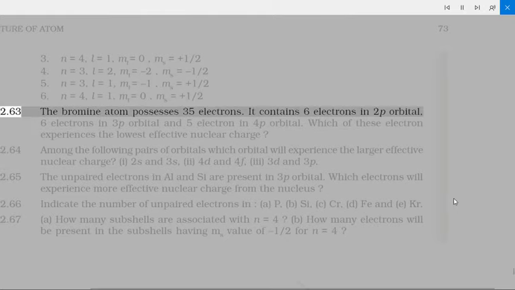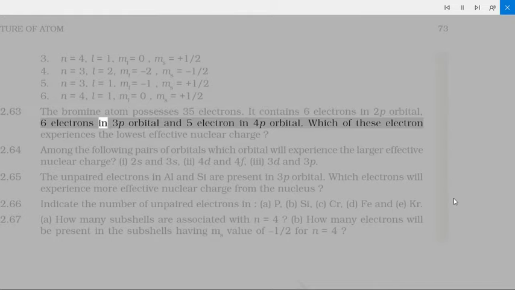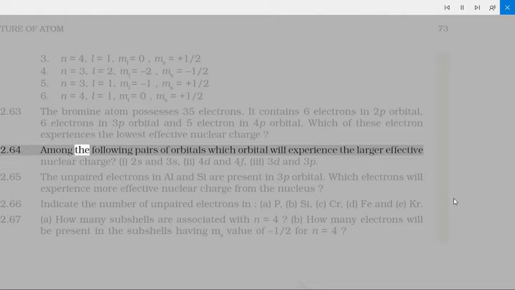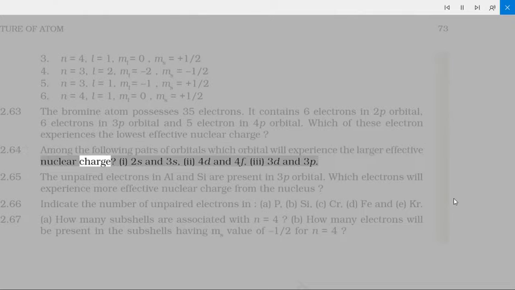2.63 The bromine atom possesses 35 electrons. It contains 6 electrons in 2p orbital, 6 electrons in 3p orbital and 5 electrons in 4p orbital. Which of these electrons experiences the lowest effective nuclear charge?